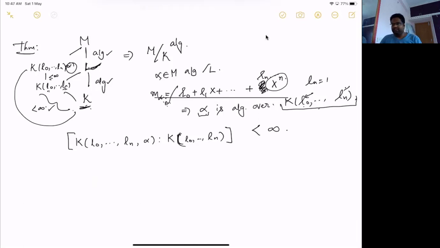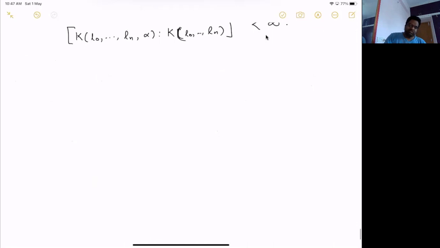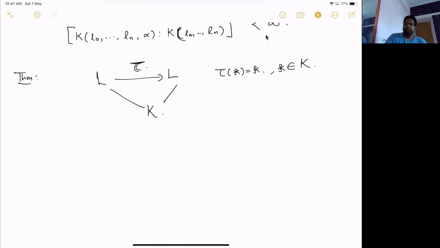Okay. So algebraicity has a certain kind of finiteness embedded into it. And finally, there is one simple theorem which you can see. Theorem. Suppose L over K is an extension, and tau is an injective map which fixes K. That is, tau of little k is equal to little k for each little k in K. It fixes K. And suppose tau is an injective map.